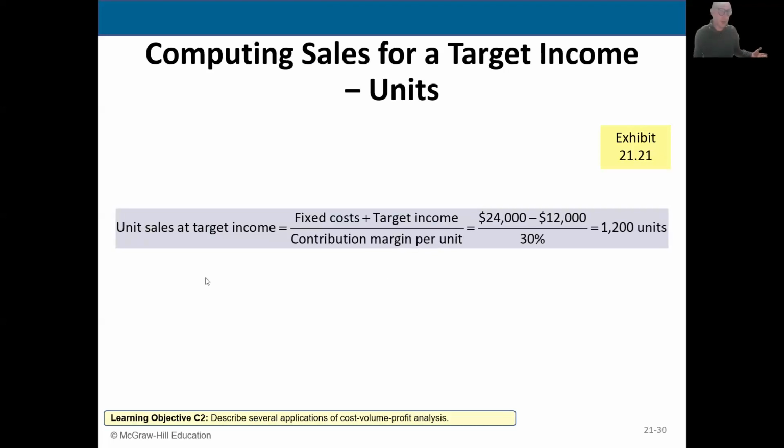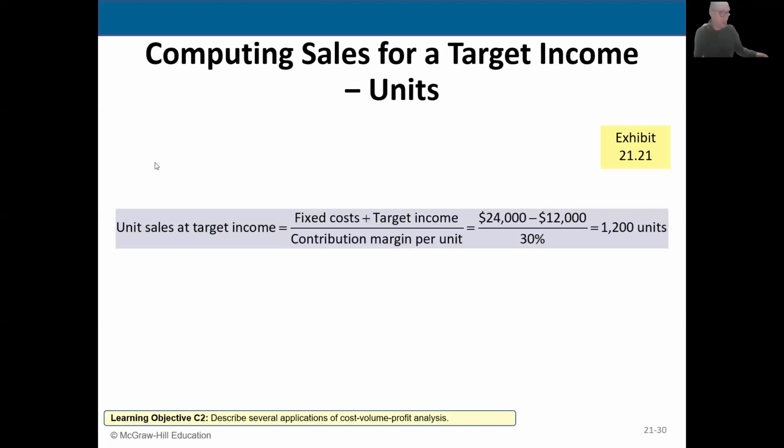You could also calculate this in terms of the number of units. $24,000 fixed cost plus $12,000 target income divided by contribution margin of $30 per unit means I need to sell 1,200 units in order to generate $12,000 of target income.